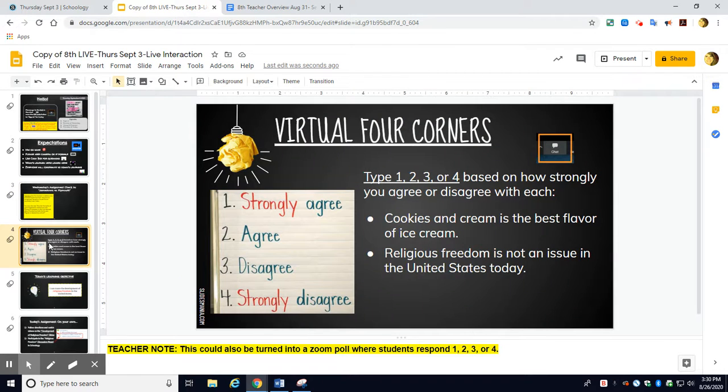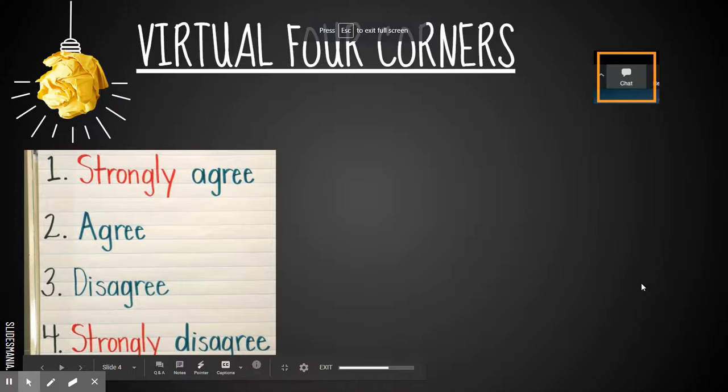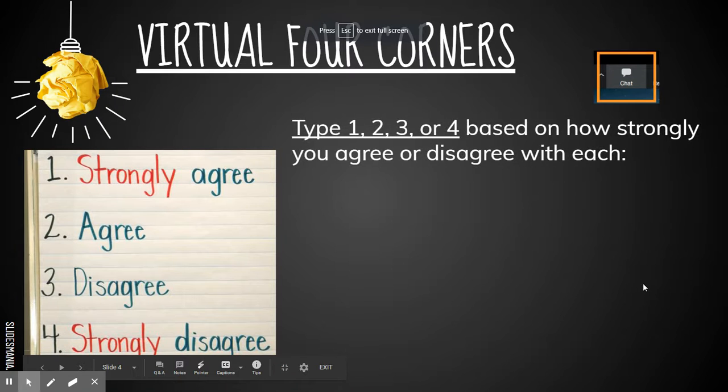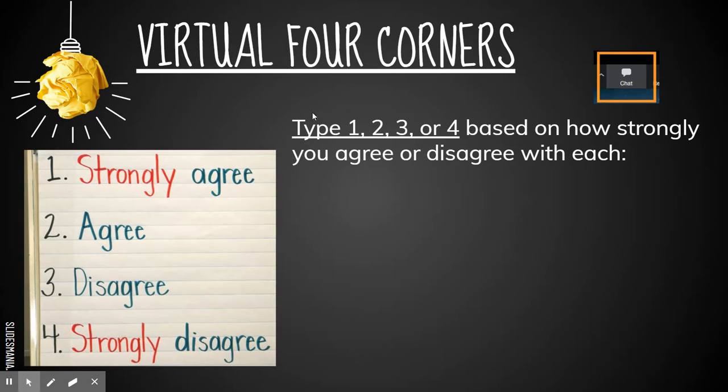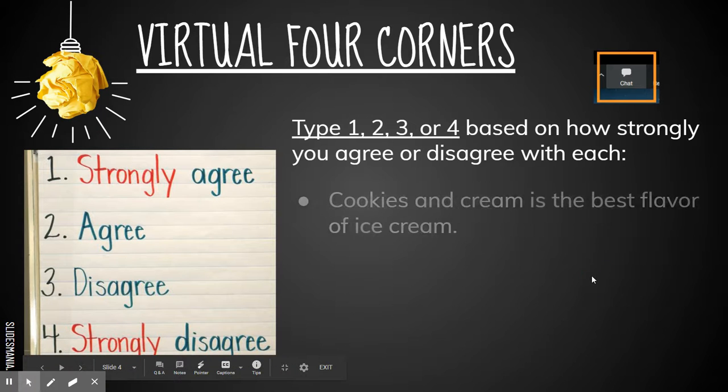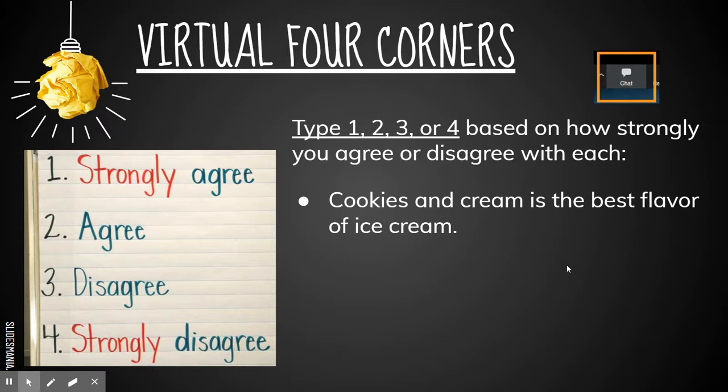The next thing is kind of an icebreaker, but also a hook into the learning for the day, which is a virtual 4 corners. So when you present this, you're going to notice that it actually brings in each of these things. So in either a Zoom chat or maybe you do a Zoom poll in which you have the kids vote on either 1, 2, 3, or 4 based upon this image here. First, if they agree cookies and cream is the best flavor of ice cream, so just a fun one.